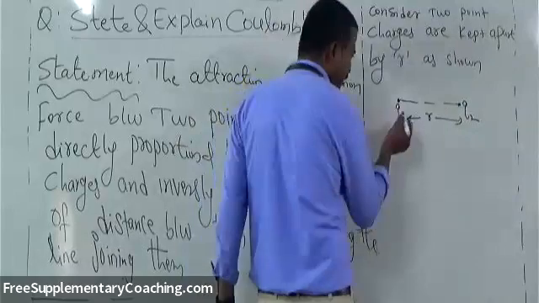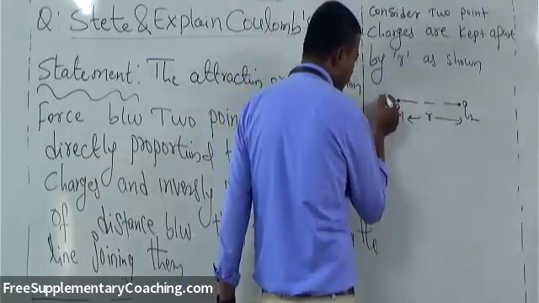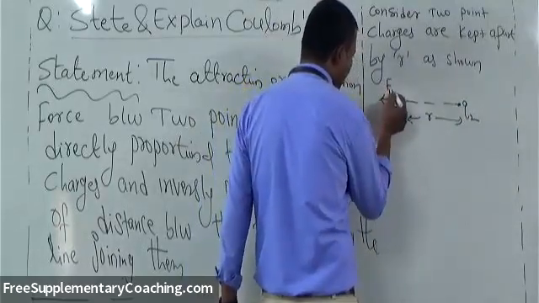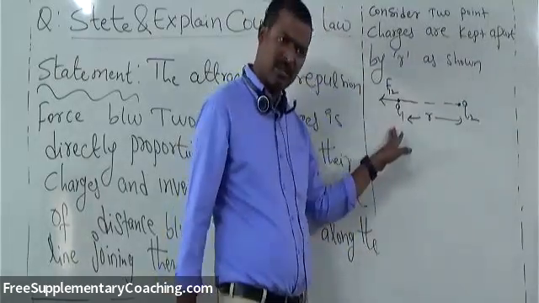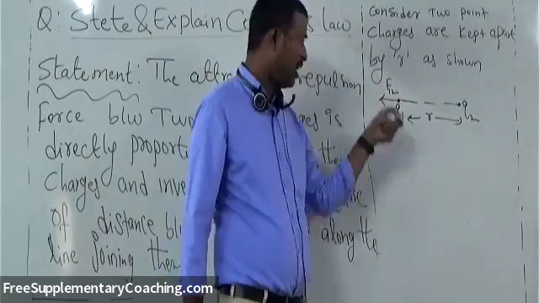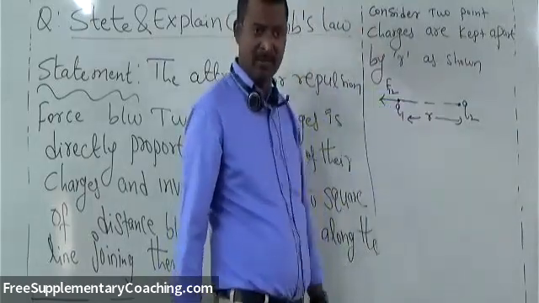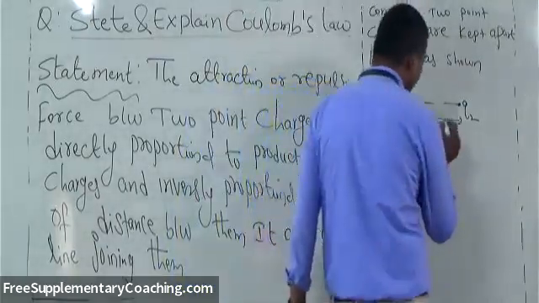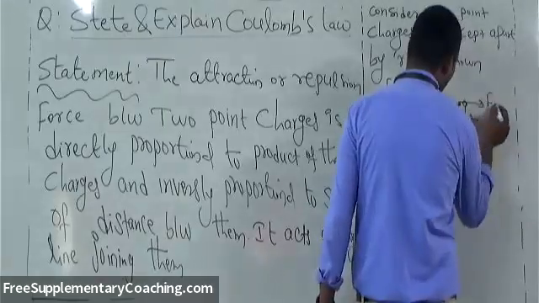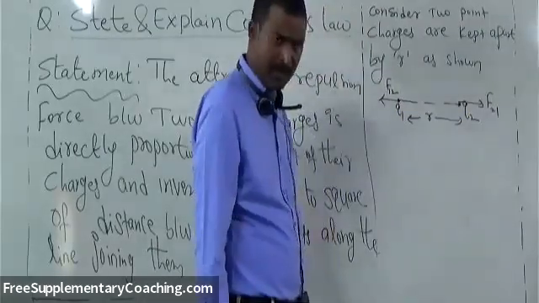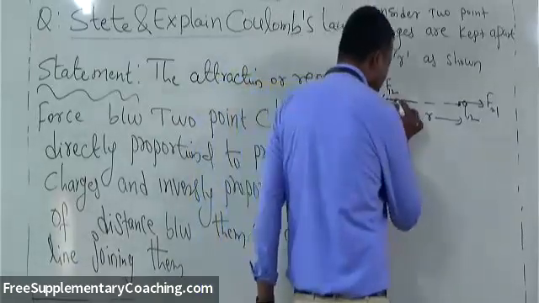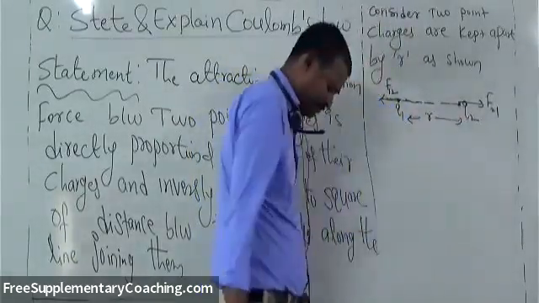So what is meant by repel? Suppose the force on the first charge due to the second charge, because the second charge will exert a force on the first and the first charge also exerts a force on the second one. So this is force on 1 due to 2 and this is force on 2 due to 1, because of repulsion. And this acts along the line joining them only, the straight line only, the direction of the force.